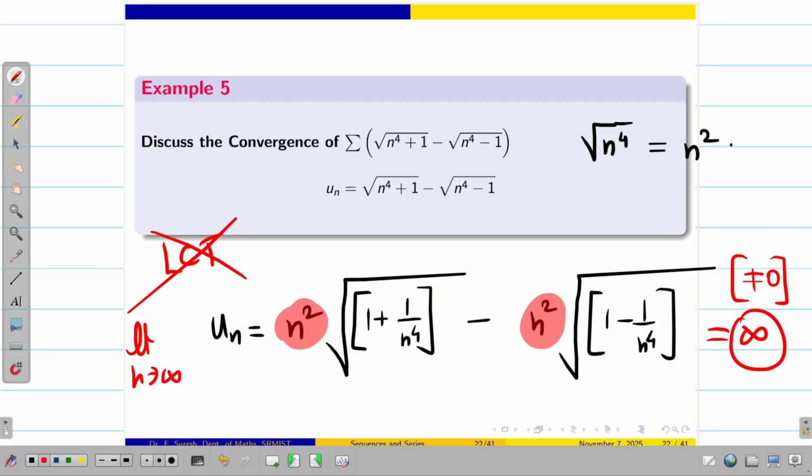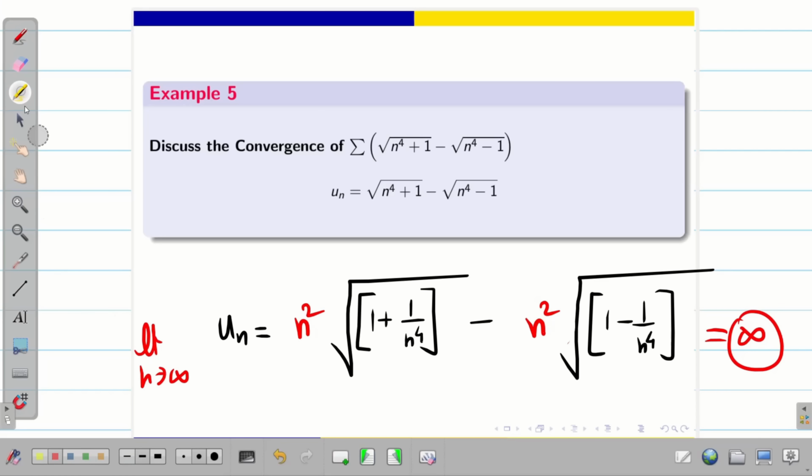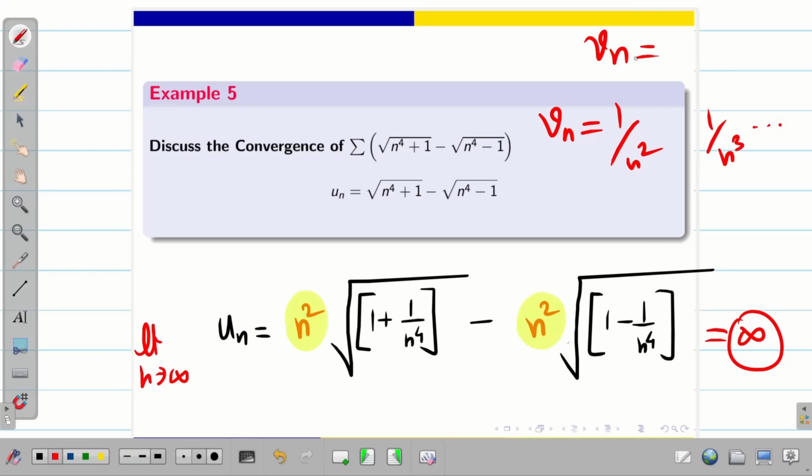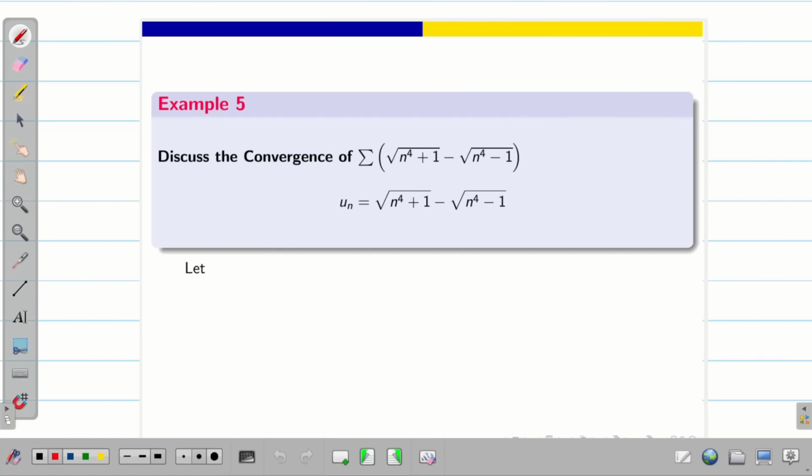So we have to think how to tackle this problem in a wiser way. That's why I said this problem is a little different. Now we want to rewrite the problem such that I should not get infinity. That means I need to do something such that I should not get terms in the numerator. My Vn should be something like 1 by n square or 1 by n cube, etc. I cannot take my Vn as n square. This is troubling me.